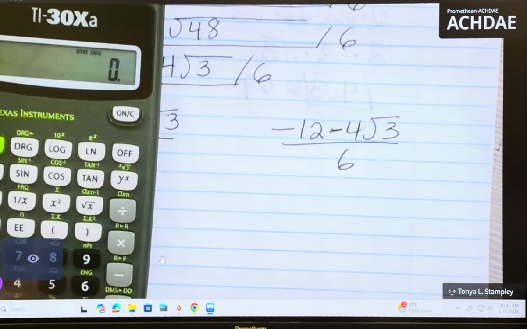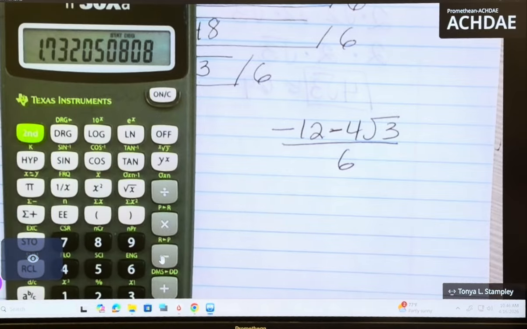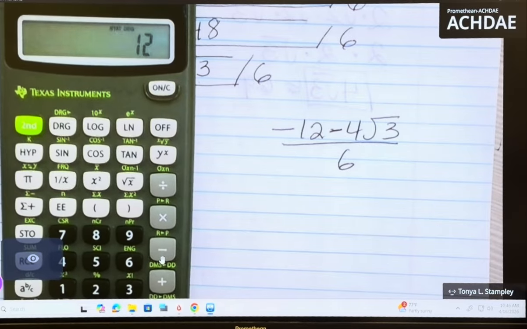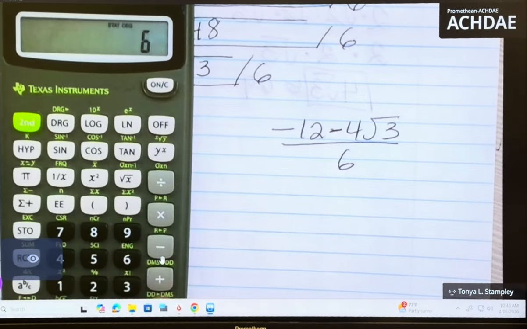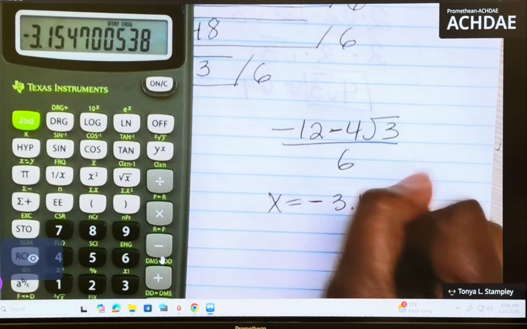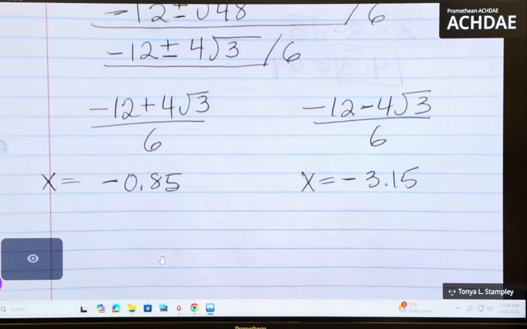Now let's do the same thing on the other side. What do we do? 3 square root times 4 negatives equal. And then we're going to put, what do we put next? We can put minus 12 equals, right? And then we're going to do what with that? Divide by 6 equals. And x is going to equal negative 3.15.